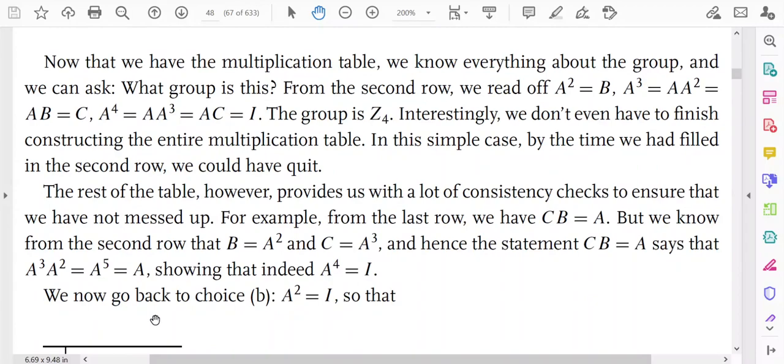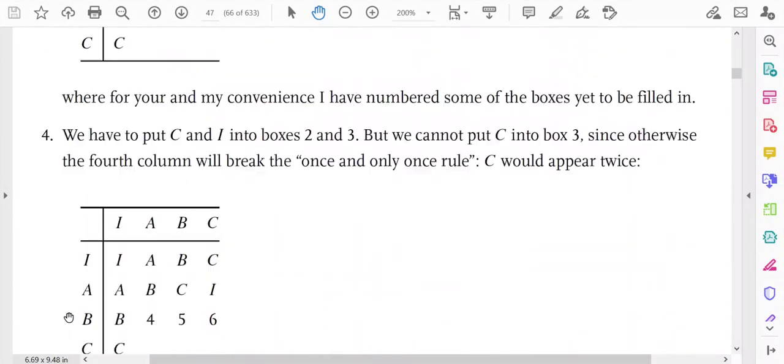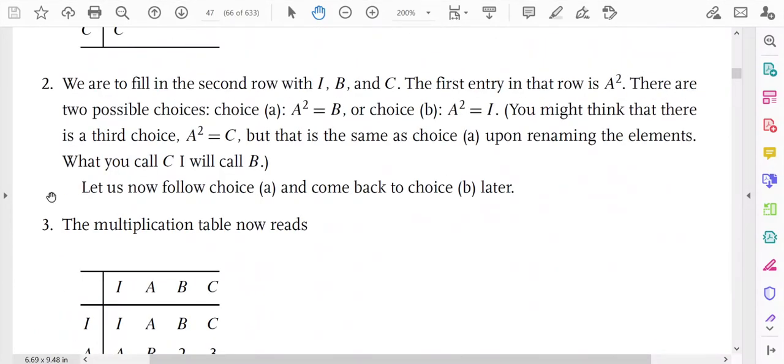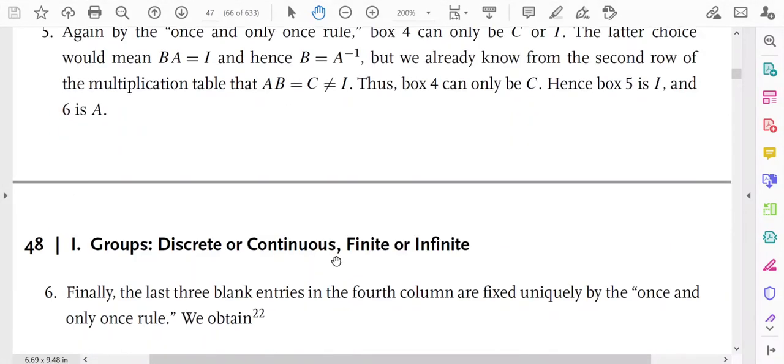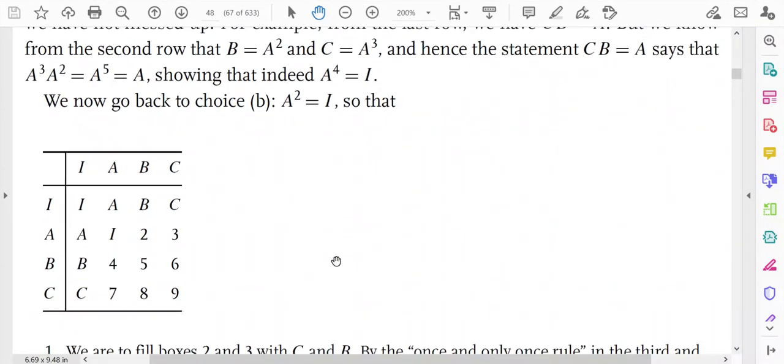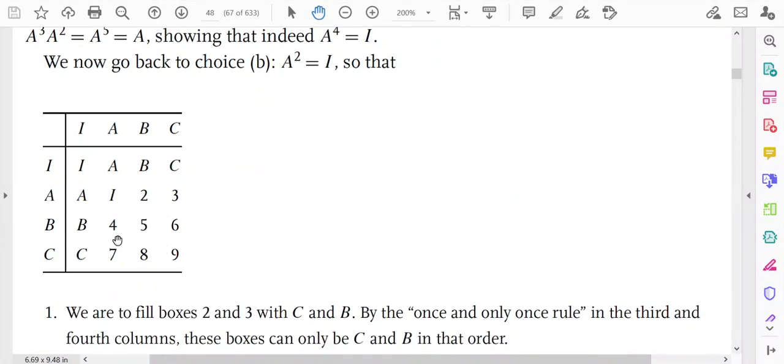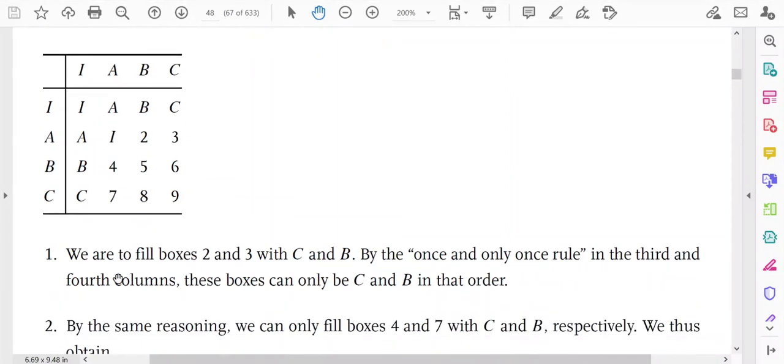Now we actually have assumed during the derivation, in this second row, that we selected a square is equal to b. Now we will select a square is equal to I and construct the multiplication table in quite a similar way. Just we write a square is equal to I here, and the rest of the boxes we denote as 2, 3, 4, 5, 6, 7, 8, 9, and we have to find out the values of these particular boxes.